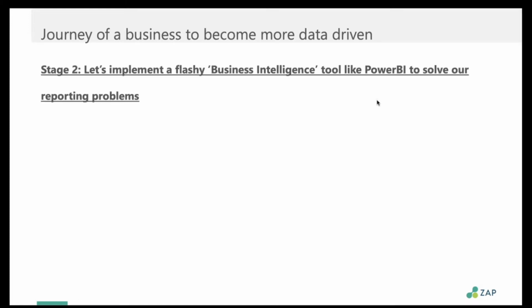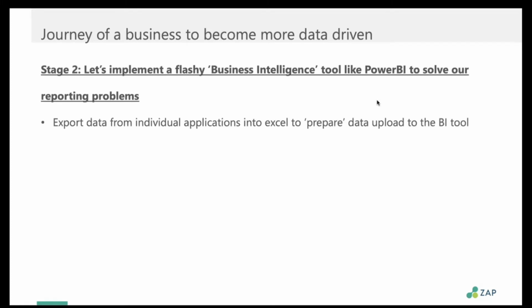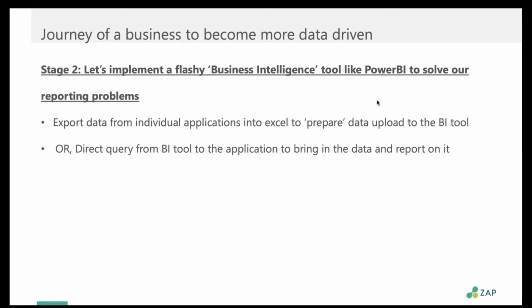What is the next stage? Stage 2 is to buy a business BI tool, something flashy like Power BI. Again, a brilliant tool for visualization, probably one of the best in the market. How do you do this? You do it in two ways. You either export the data into Excel, prepare the data, and then put it into the BI tool, or do a direct query into the application where possible.